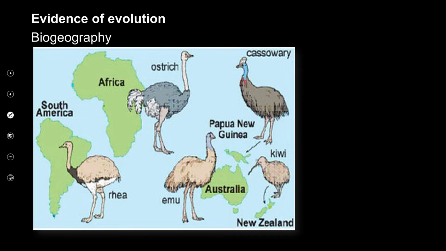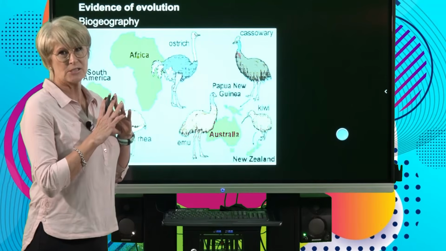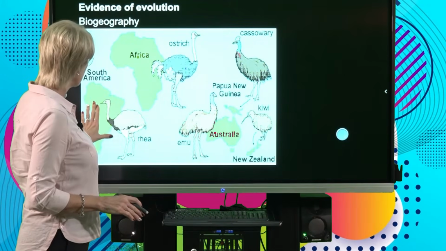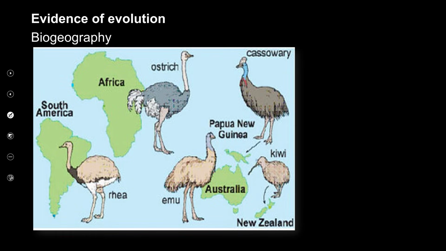Now, if we have a look at all of these birds, we can see that there are similarities. They have some characteristics in common. However, they are found in regions that have huge distances between them. The rhea is found in South America, the ostrich in Africa, the emu in Australia, the kiwi in New Zealand, and the cassowary in Papua New Guinea. And what we know about these birds is that they're flightless. So they couldn't have flown these distances to the different regions that we find them in today.